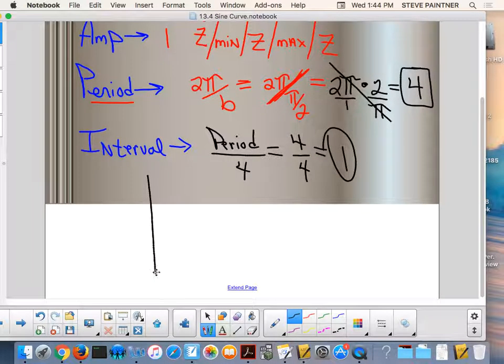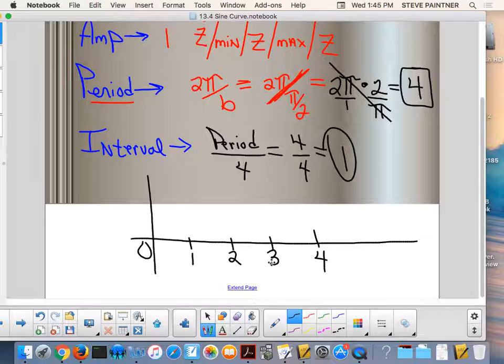Okay, here we go. Make 4 equal intervals: 1, 2, 3, 4. The fourth one is your period. The first one is simply 0. You know you're counting by 1, so this is so easy: 1 radian, 2 radians, 3 radians, 4 radians. Okay, let's do what we know. We know the amplitude was negative 1. I mean, it's 1, but negative, which means 0, min, 0, max, 0.